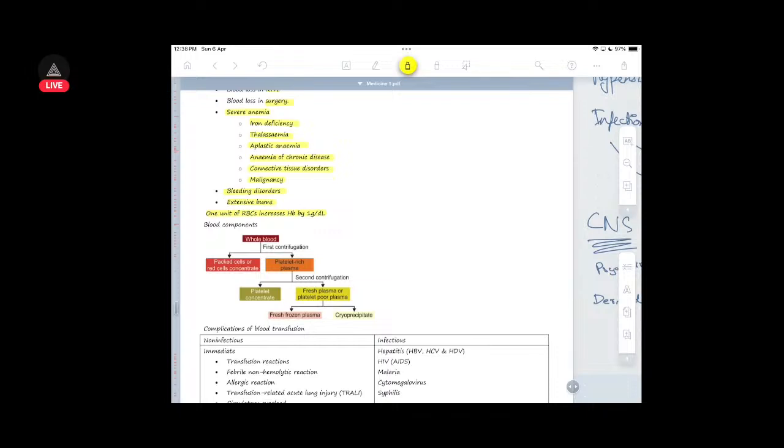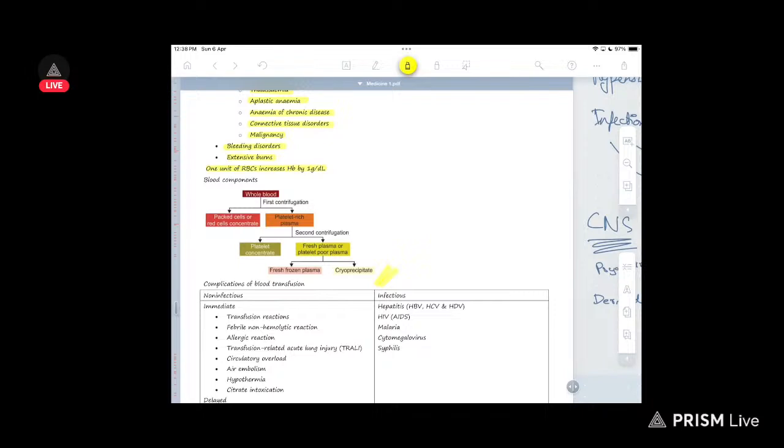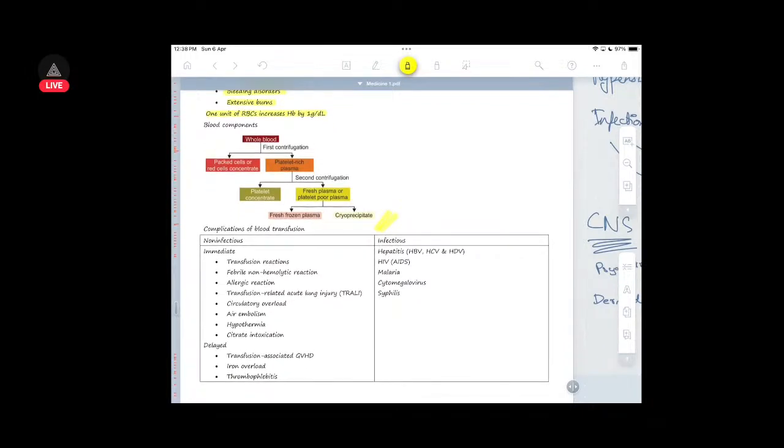So first of all, you take whole blood, you do centrifugation, you'll get packed cell volume, and you get platelet rich plasma. You again do centrifugation, you'll get platelet concentrate and platelet poor plasma. That you can again divide into fresh frozen plasma and cryoprecipitate.